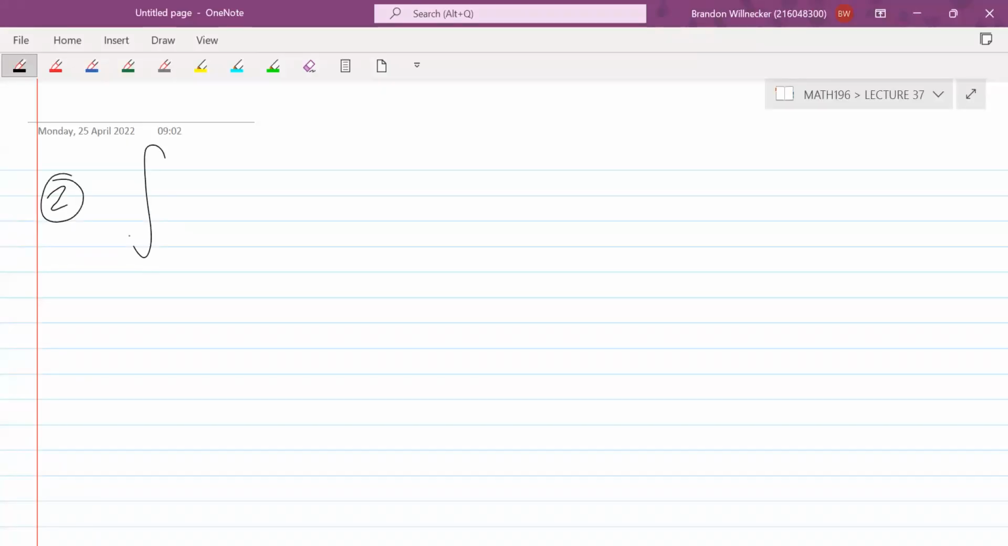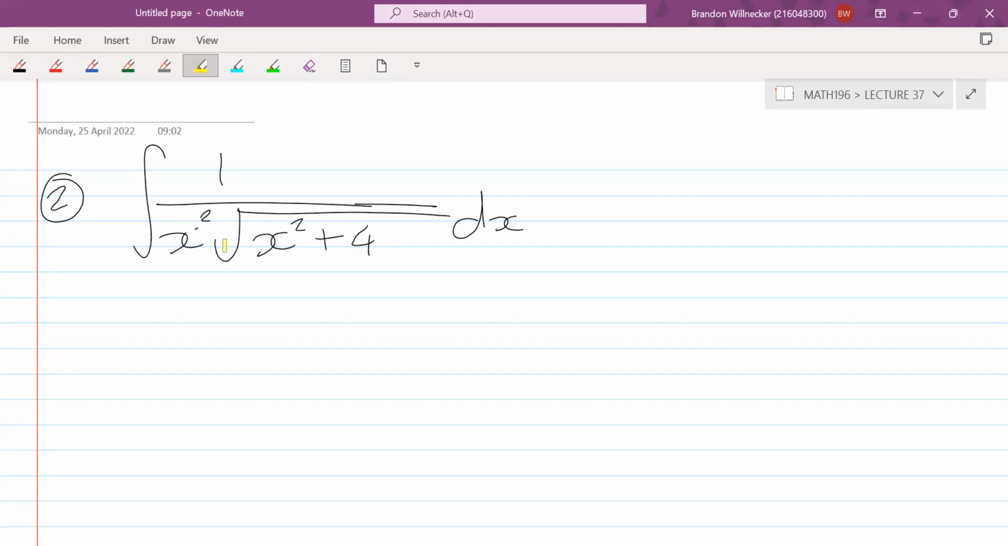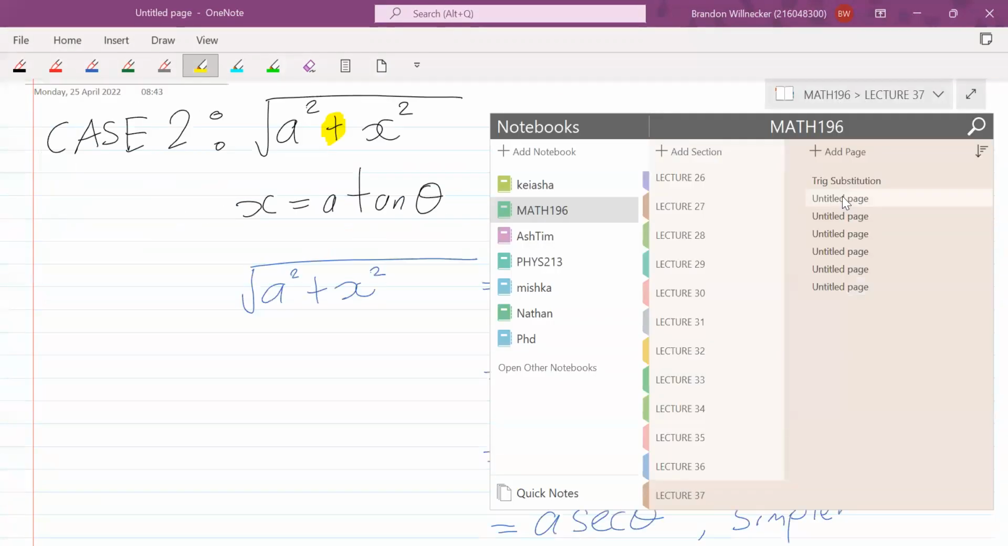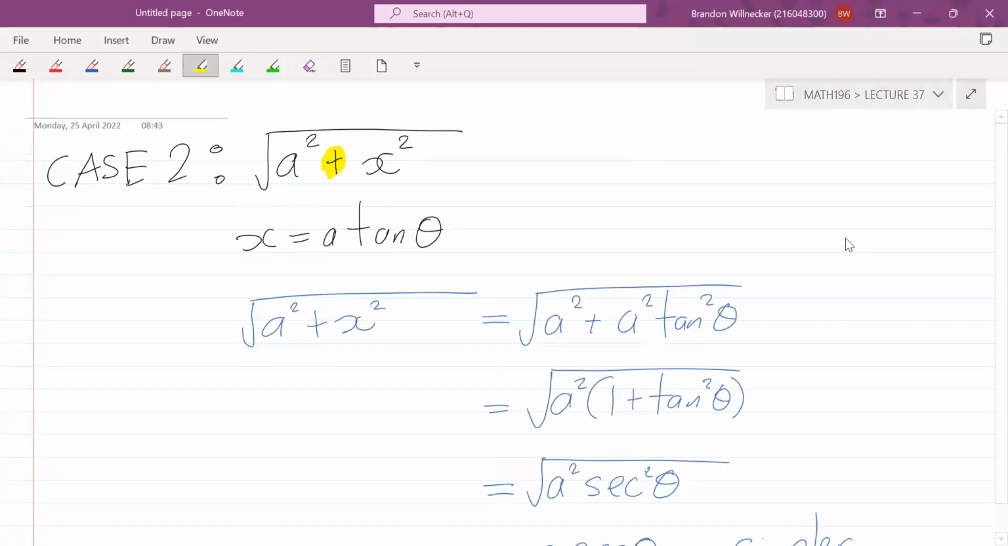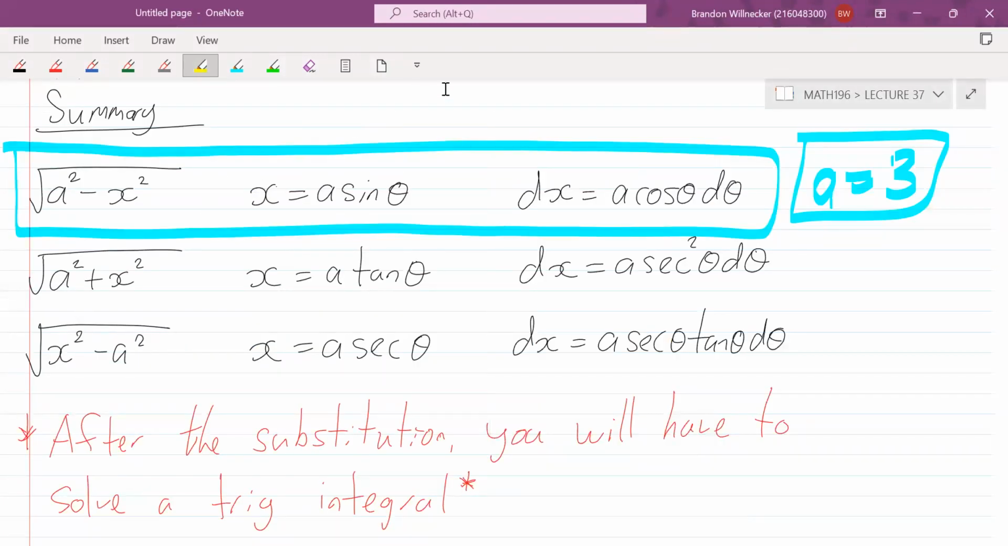So now we have the integral of 1 over x squared square root of x squared plus 4. Again, we've got the square root here, so that tells us we need to do our trig substitution. Which one do we need to make? We go back to the table. It is x squared plus 4, so that's going to be case 2 over here, where a is 2, because 2 squared is going to be 4. So the substitution we need to make is x is equal to 2 tan theta.